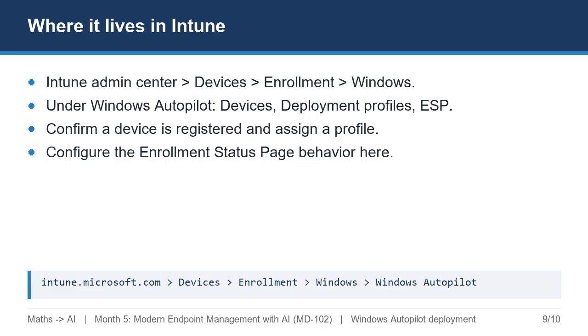Let's see where all of this lives. In the Intune Admin Center, go to Devices, then Enrollment, then Windows. Under the Windows Autopilot area you'll find Devices, Deployment Profiles, and the Enrollment Status Page. From here you confirm a device is registered, create or edit a deployment profile, assign it to a group, and set how the ESP behaves. This one area ties the whole Autopilot flow together.